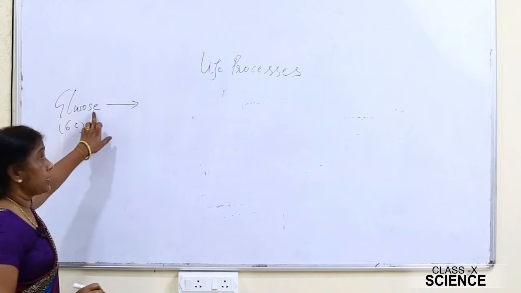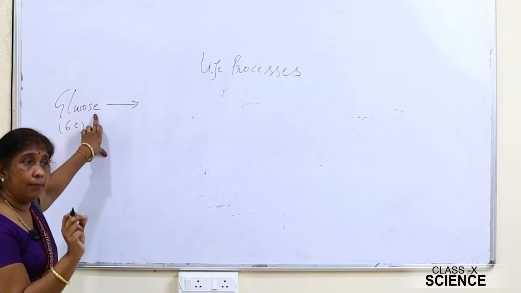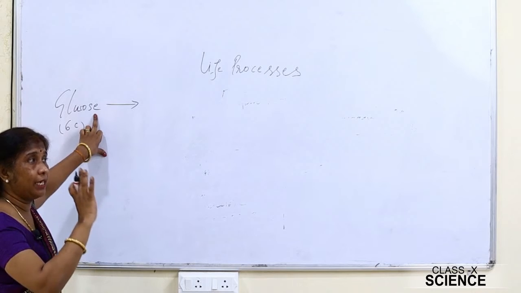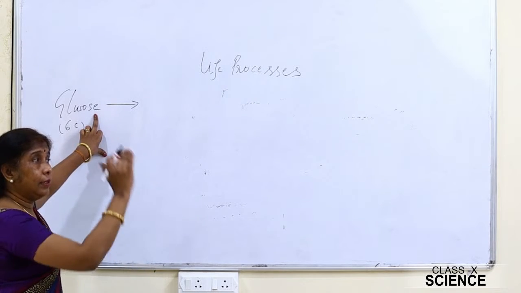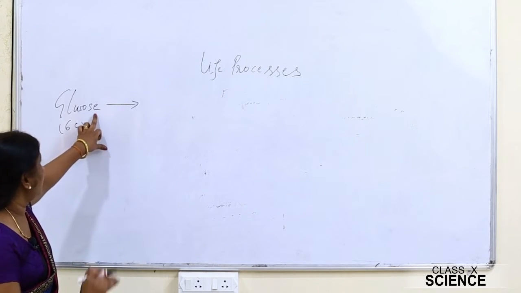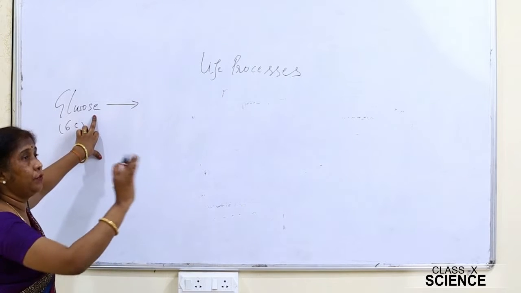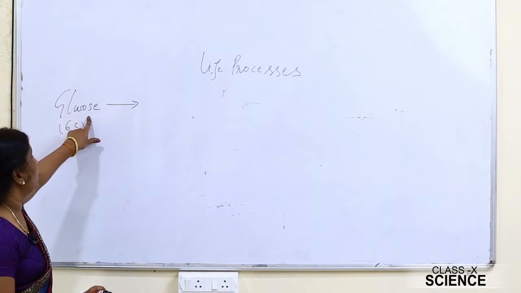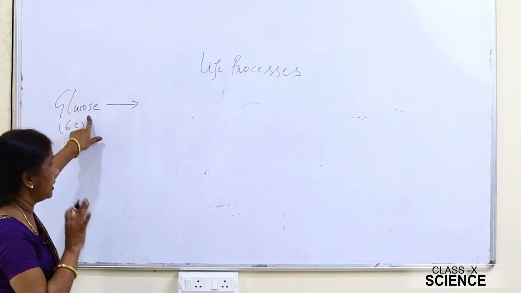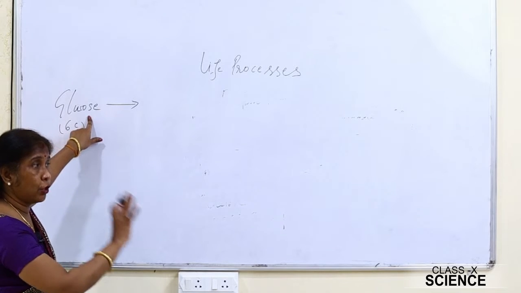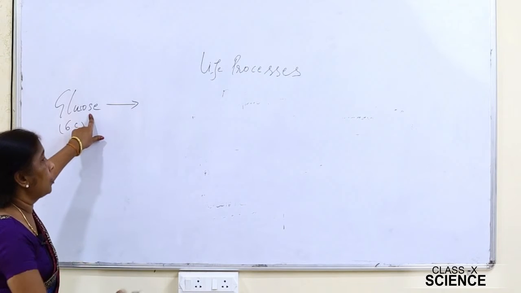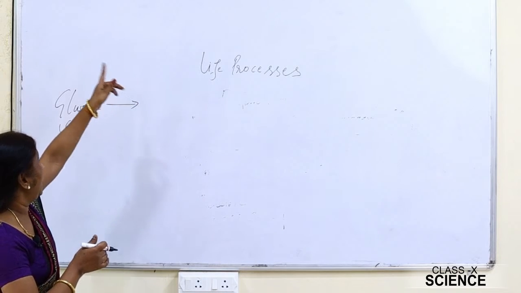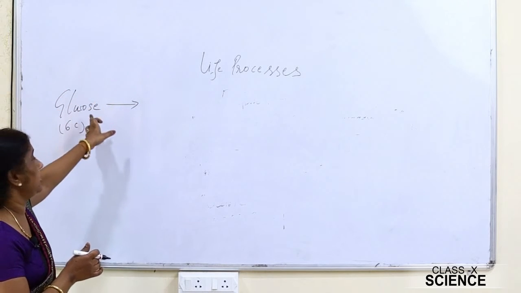This glucose is the same glucose that you obtained in the process of nutrition when the process of digestion was completed. The carbohydrate was broken down into glucose, fat into fatty acids and glycerol, and protein into amino acids. After the absorption process, this glucose was absorbed in the small intestine by the villi, and then it was transported to the entire body, and all the cells received this glucose.